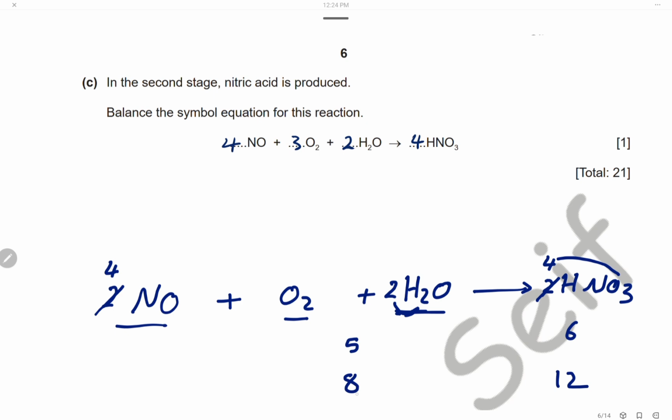So if we can change this 8 to 12, the total equation will be balanced. We have 4 oxygen here in the nitrogen monoxide, plus 2 here, 6. So if we can make this also 6, now we have 12 oxygen. So if we multiply here by 3, now we have 4 plus 6, 10, plus 2, 12, and the equation is balanced. 4 nitrogen monoxide plus 3 oxygen plus 2 water molecules to form 4 nitric acid.